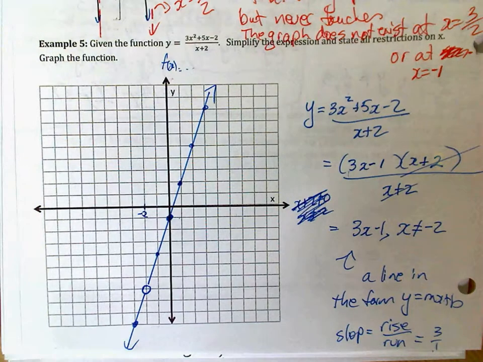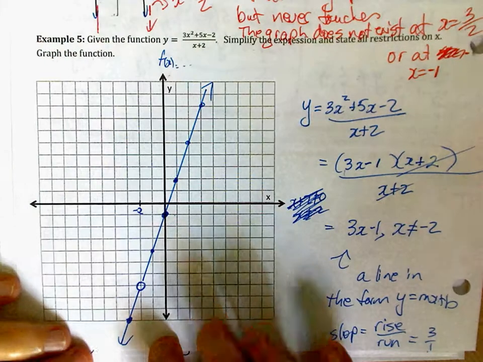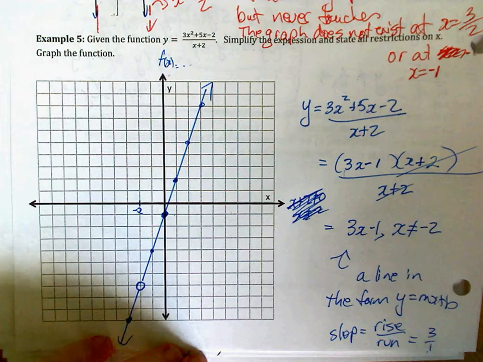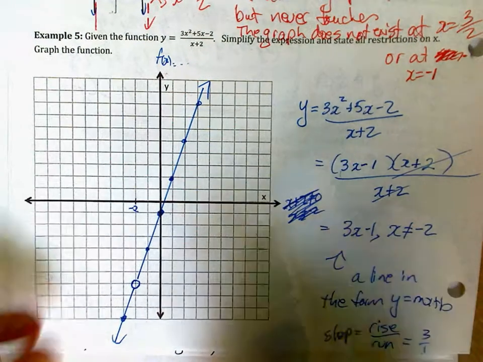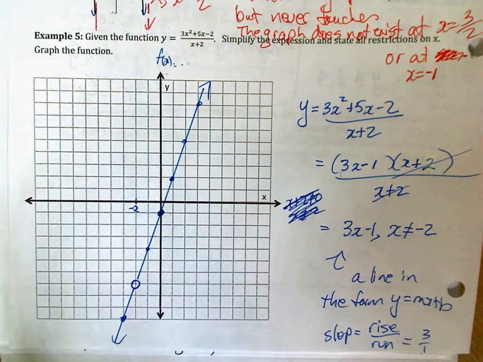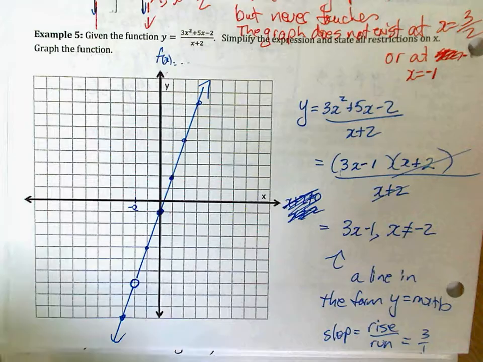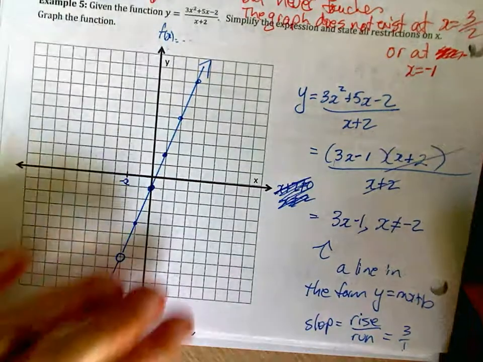So, do you want me to graph it again? Okay. Yeah, it's just a line. Oh, yeah. If it was a parabola, it would be x squared. Okay, let's try one more.